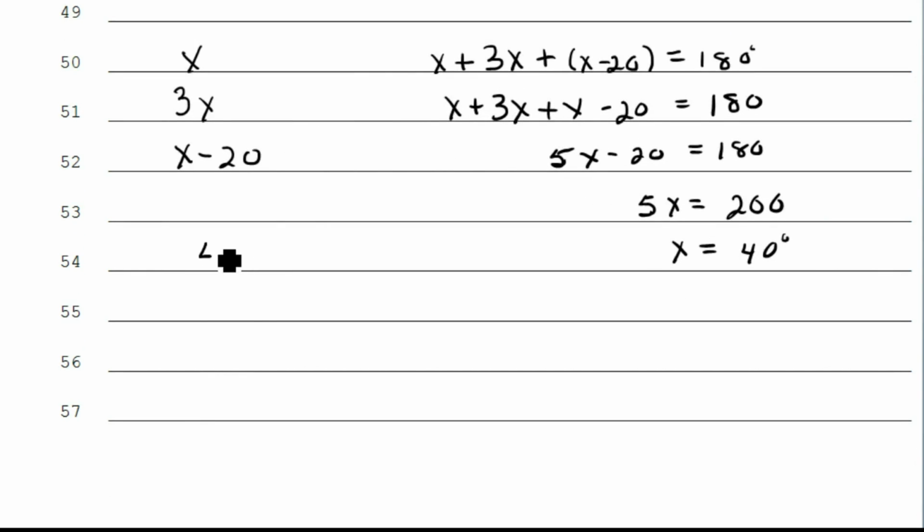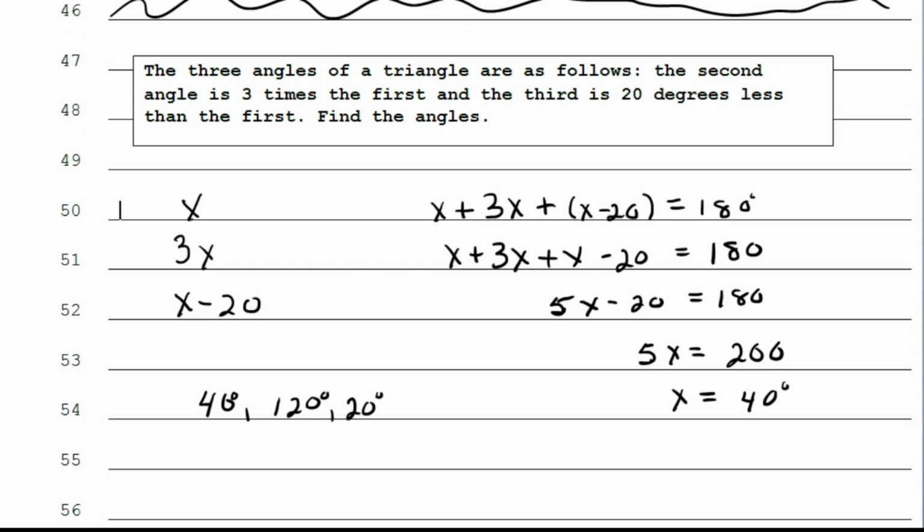First angle is 40. Second one is 120. And the third one is 20. All this is degrees. And they should add up to 180. 160 plus 20 is 180. So that's not hard at all, but you got to realize you already know more information than they give you. 3 angles in a triangle add up to 180.